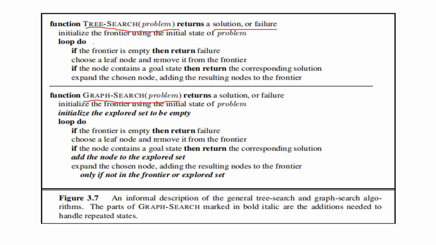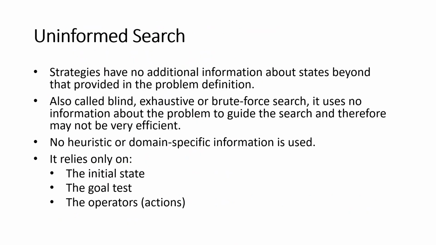So that will prevent infinite loops and also improves the efficiency. That is very essential for real world problems. All real AI systems use graph search. Now we will discuss uninformed search techniques in detail.